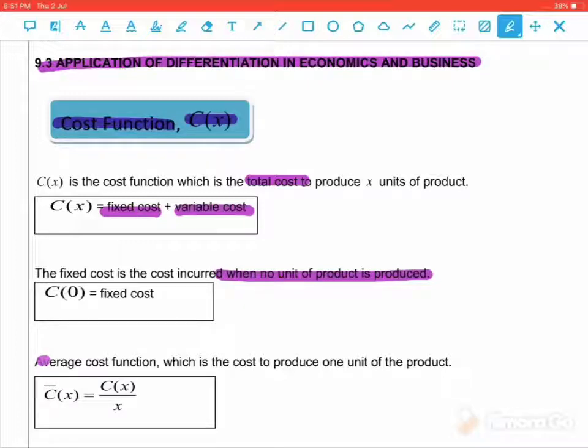How about the variable cost? The variable cost is the cost that depends on the quantity x produced. So there is a fixed cost and a variable cost.